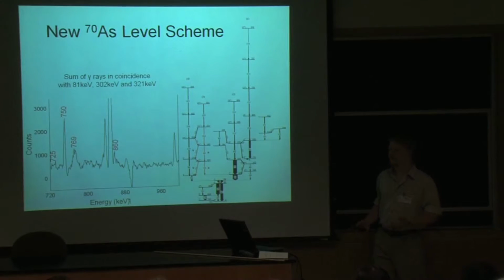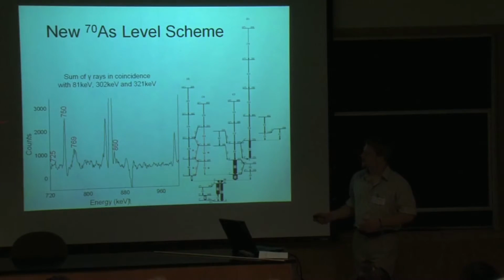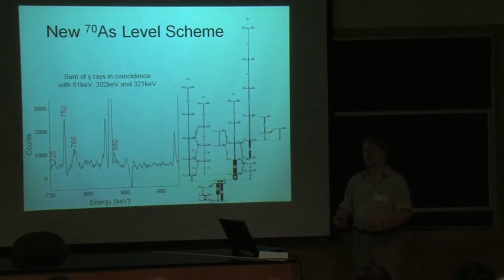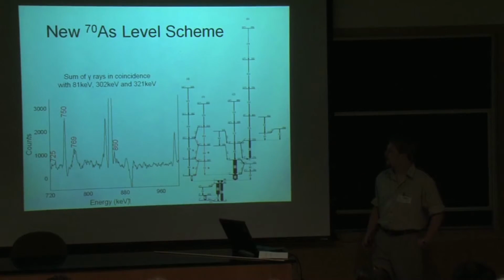I'm not displaying that because it was kind of noisy, but over here on the left, you see this sample spectra, which was in coincidence with the 321 and the 302, as well as the 81 right here. And what I'm doing is summing those together just to get some statistics so that you can see those peaks forming. And so these are the new level states that were formed. They were negative parity.